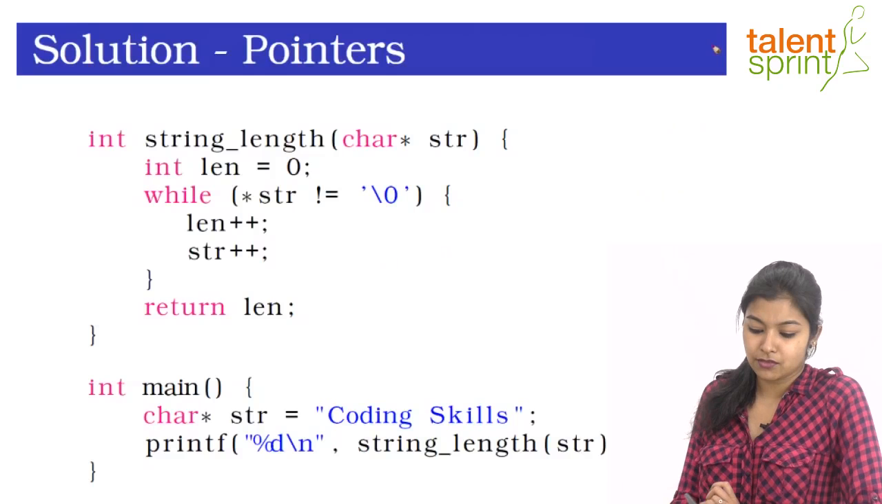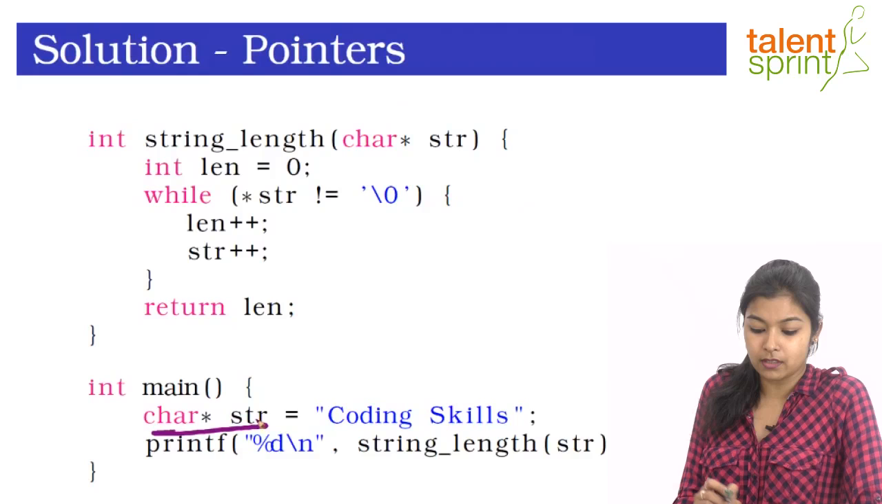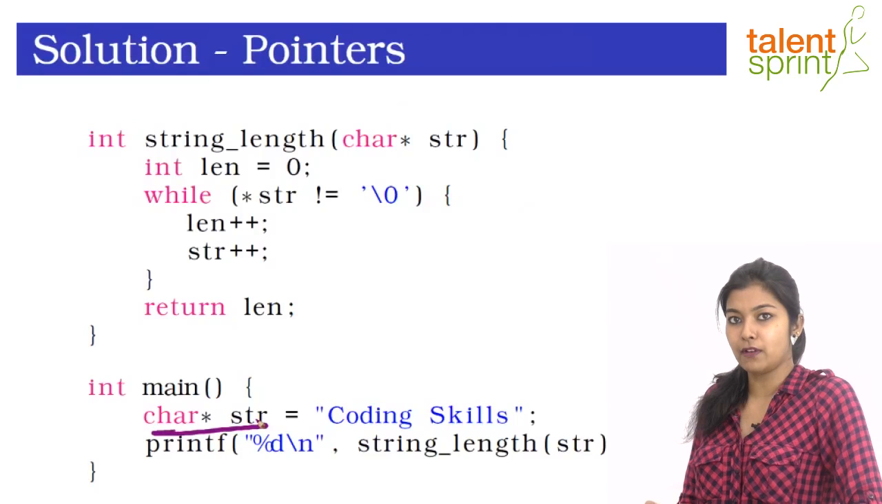The call from the main also remains the same. The minute difference is the string that we were earlier holding in an array, now we are holding in a pointer, which we are passing to our function.